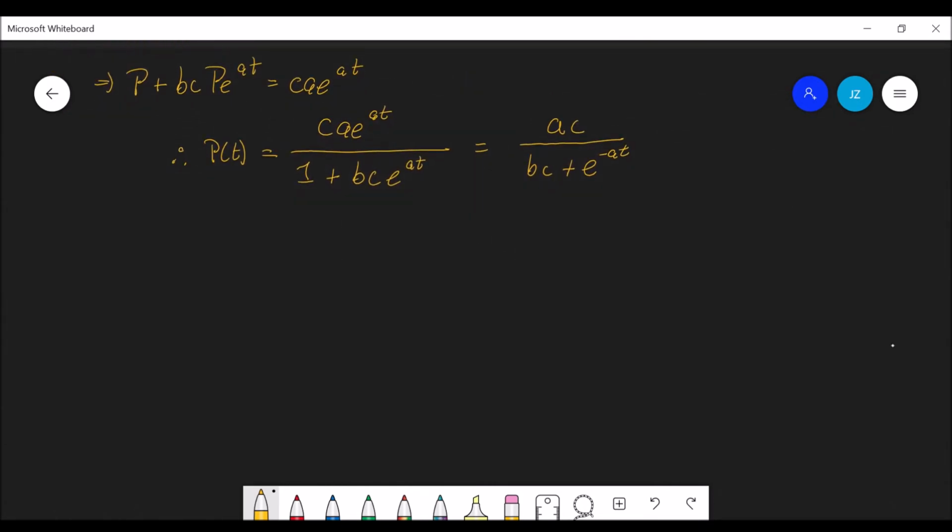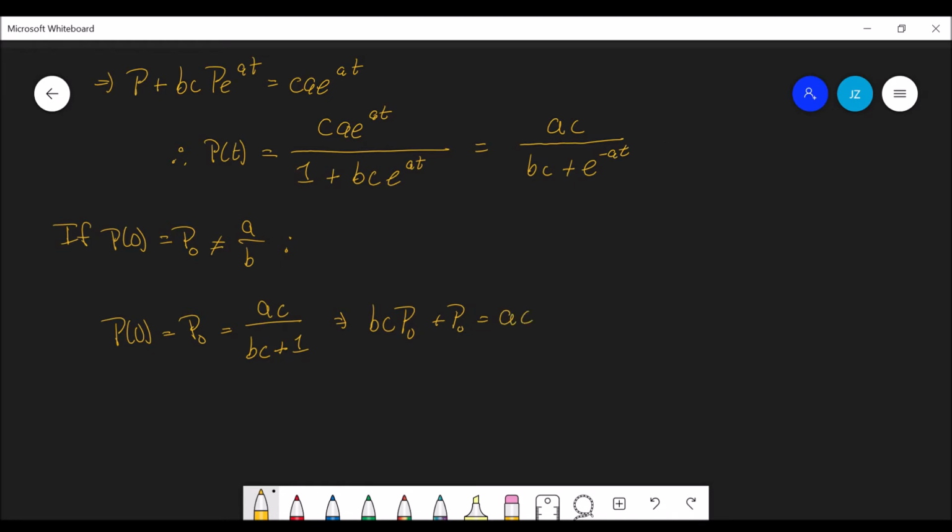Now, if p of 0 is equal to some value p naught that is not a over b, then we can find the c. So we get p of 0, which is equal to p naught, is ac over bc plus e to the 0, which is 1. This means that bc p naught plus p naught is equal to ac.